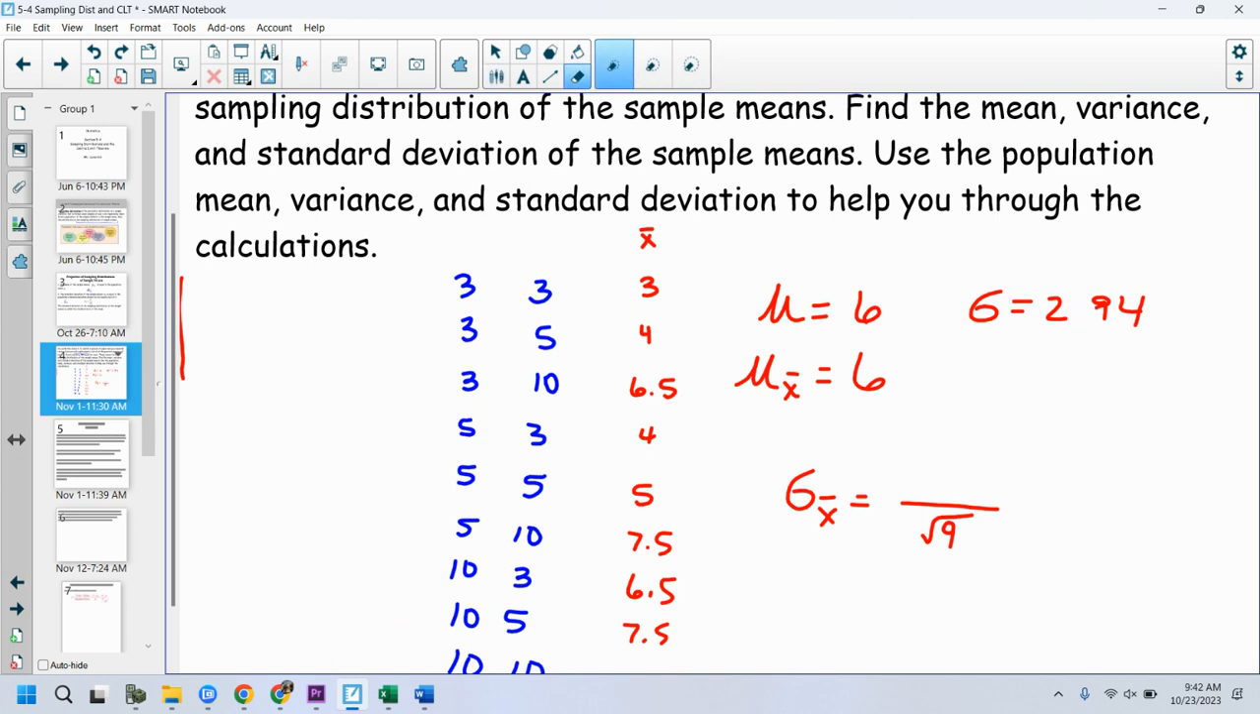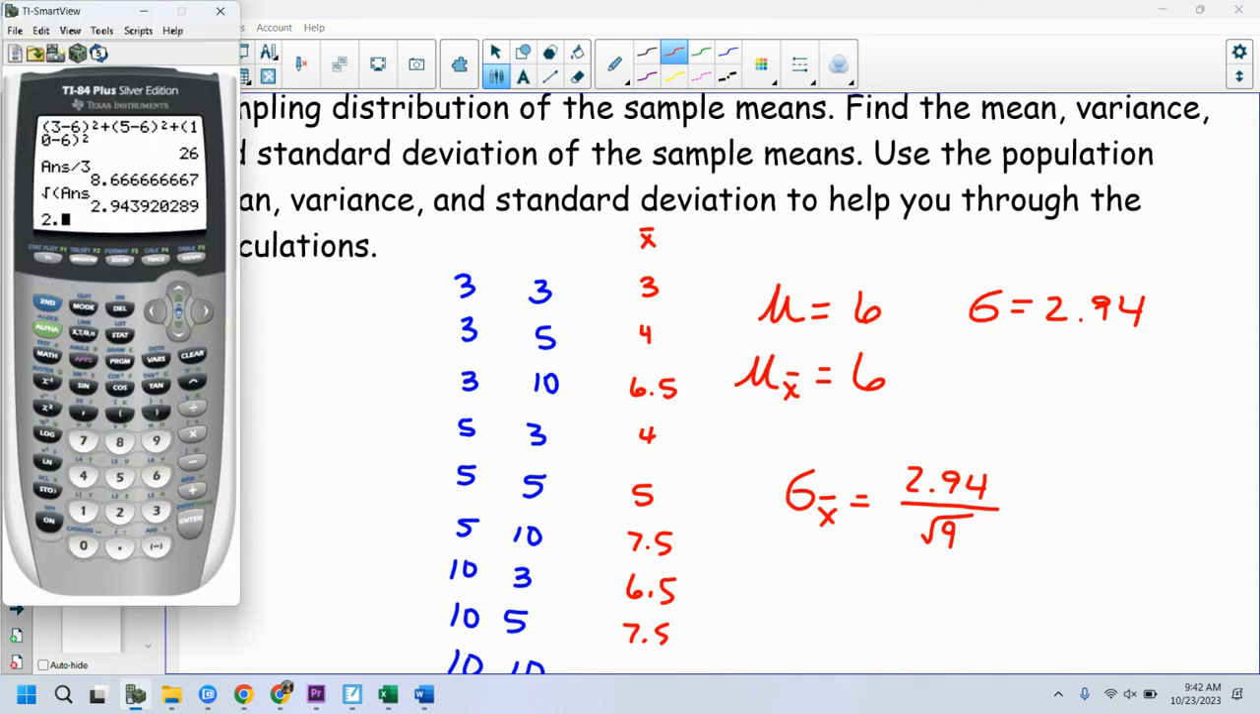2.94. Now, how does that help me? Well, now that I've found sigma, I don't have to run all those values. All I need to do is take 2.94 and divide it by the square root of n. So in this case, I take 2.94 and divide it by 3. So 0.98.